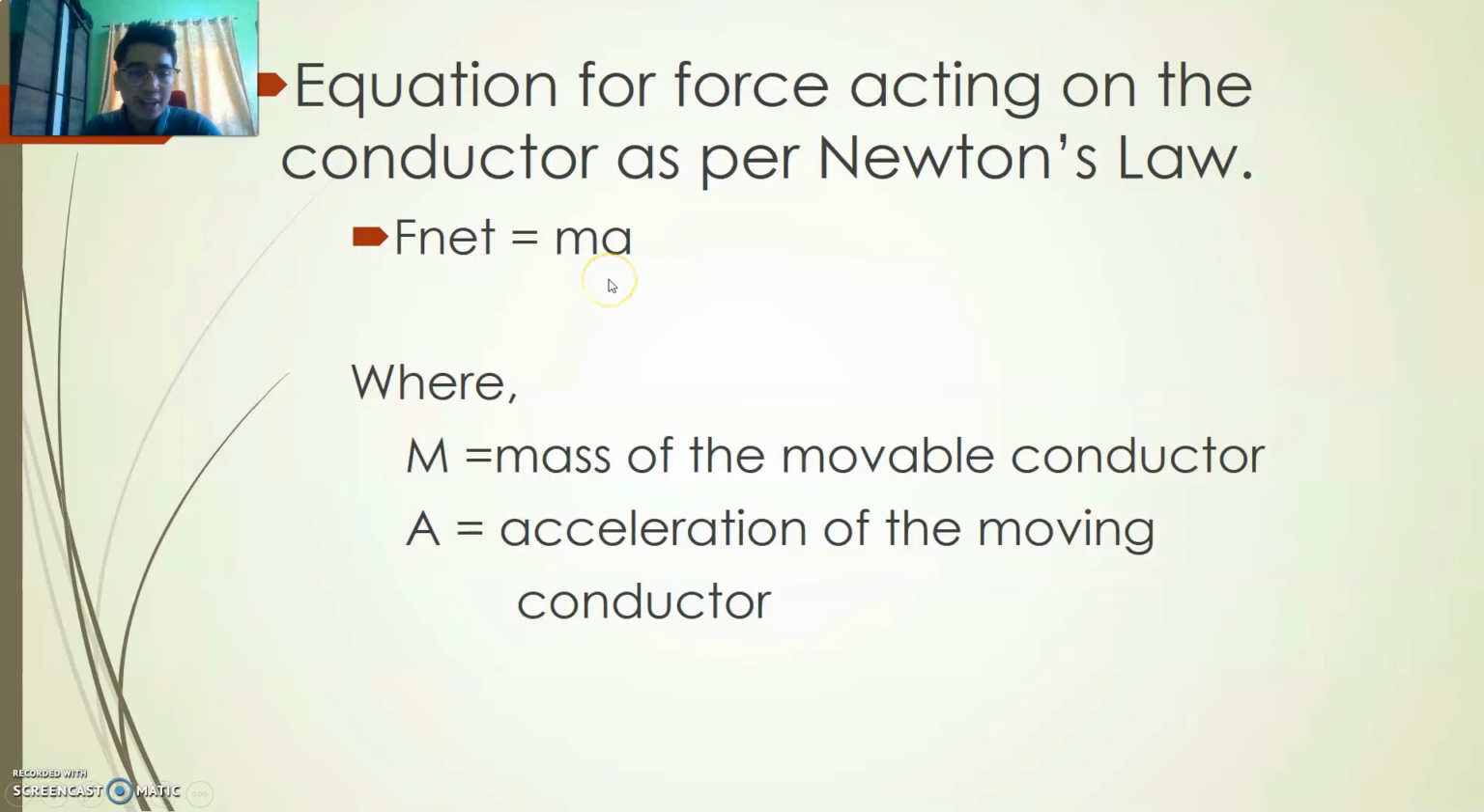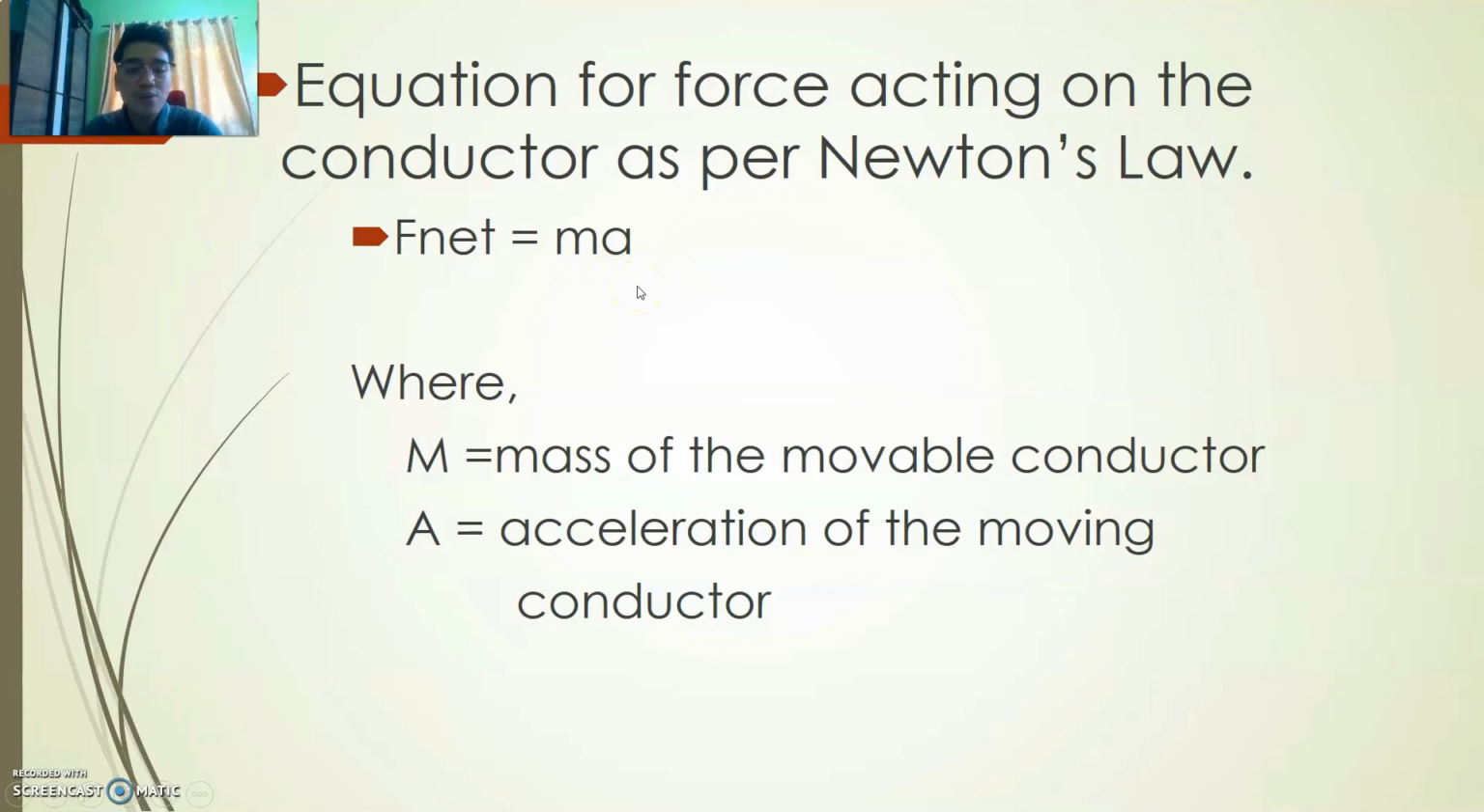Okay, for the next slide. Then another equation is for the force with the conductor moving. Now, as the conductor rotates, there will be a change in velocity, which will lead to acceleration. And we know that the force is equal to mass into acceleration. So F net is equal to ma. So this is the equation for the force.